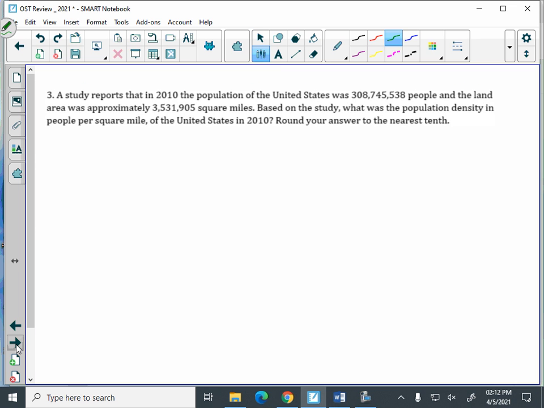So make sure you pay attention to the rounding. I know we mainly round population to a whole person, but sometimes they ask for the nearest tenth or the nearest hundredth. So make sure you pay attention to that.